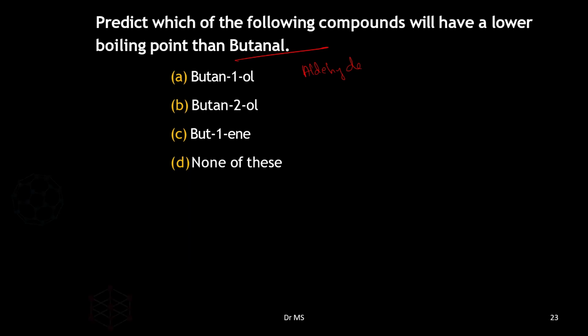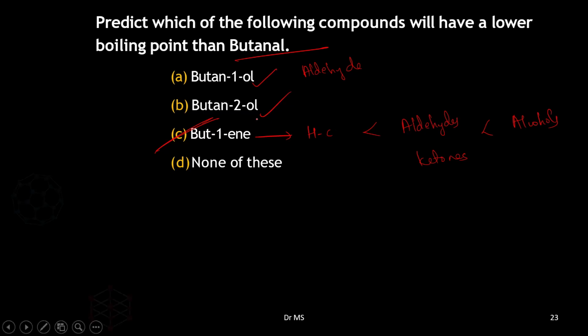I told you, hydrocarbons have lower boiling points compared to aldehydes and ketones, and these are lower compared to alcohols. And you can see here, this is an alcohol, this is an alcohol. None of these is an option. So this is the only option. Understood? So just know alcohols have a higher boiling point compared to aldehydes and ketones.